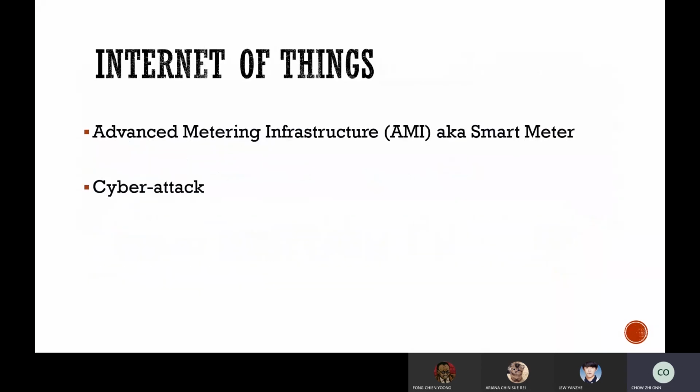For the Internet of Things, with its technology, a smart meter will enable you to manage your electricity better by monitoring what you are using. Nowadays, TNB is aggressively installing smart meters across Peninsular Malaysia. However, cyber attacks may be involved in any case.